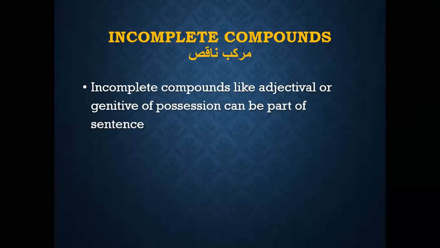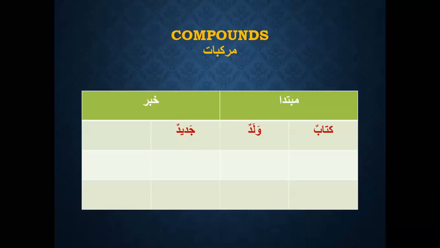Incomplete compounds like adjectival or genitive of possession, murakkab idafi and murakkab tawsifi, can be part of a sentence. It can be subject or predicate. For example, kitabun waladun jadidun. You've got three nouns there. Are they marifa or nakira? All nakira. There's no al to that, and they're not proper nouns. They're not mudaf to anything. They are all singular, all in marfu state because of dhammatan at the end, and they're all mudhakkar.